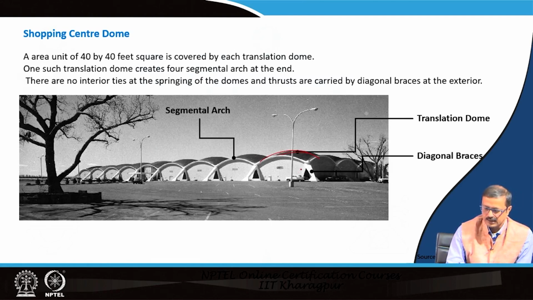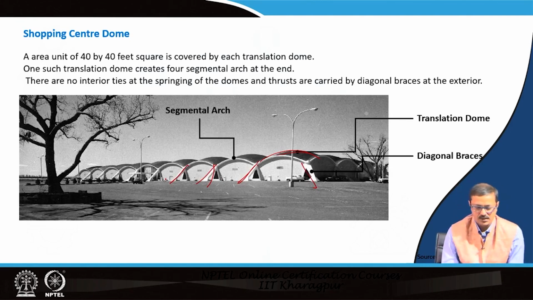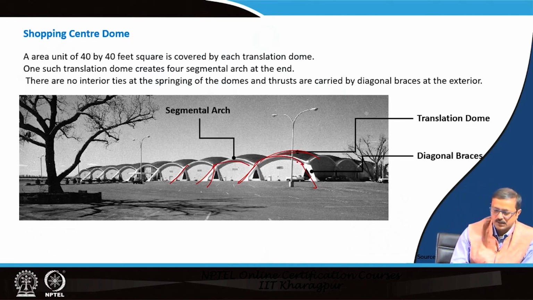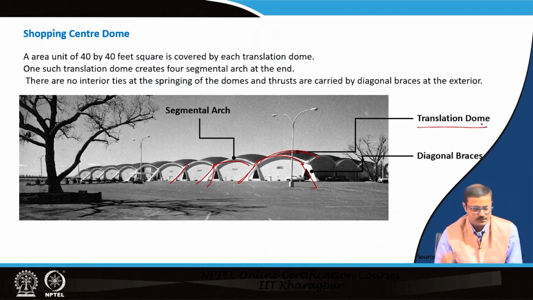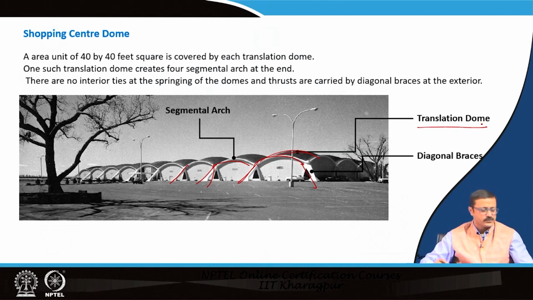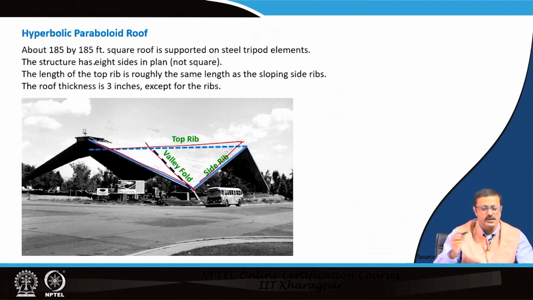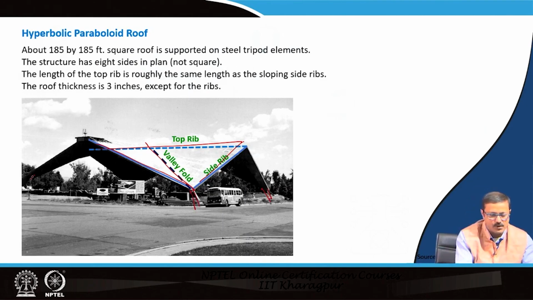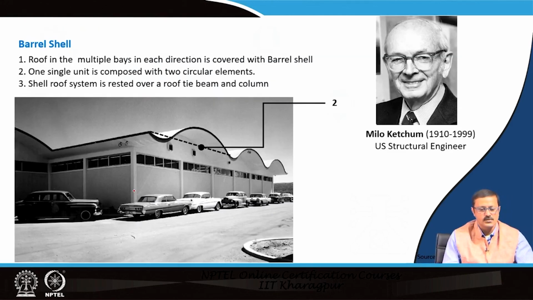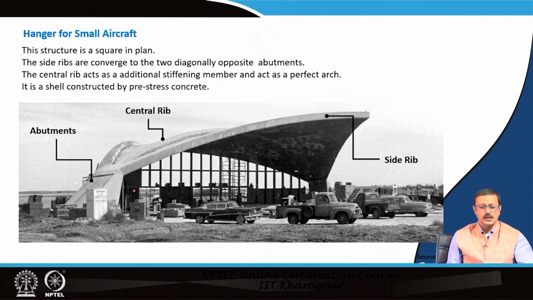This is a dome, and there are diagonal bracings which take the thrust action of the arch, and it creates a segmental arch in each and every portion of the dome. This kind of translation dome can be created, and he has actually created it. Those are almost 40 feet by 40 feet squares; an area of 185 feet by 185 feet can be supported by the small octagonal tripod. This is small, but it can also act as a large span structure.